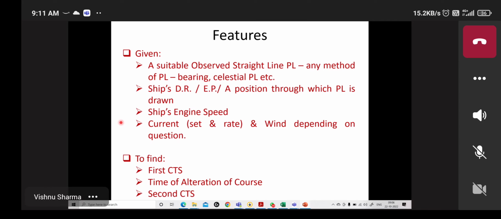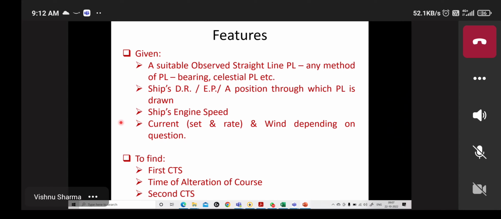Now you will say, sir, why are we talking about it? Beta, in today's age of GPS, things have changed, but just imagine a situation without GPS. Suppose your radar has conked off. You have managed to get a PL through some method, maybe by visual bearing or whatever radar, and then visibility goes bad, radar conks off, visibility has gone bad. Now you don't have GPS, and you are fortunate that this PL is suitable for this method. Then instead of trying to hold the ship in that position, you can decide on the course, safe courses to steer, and use that time.